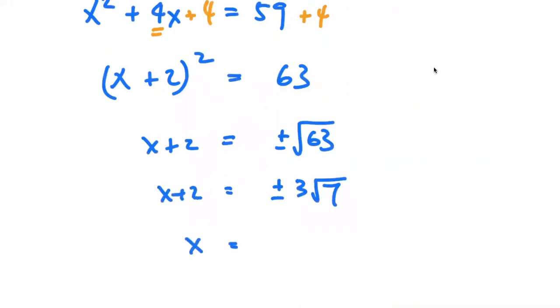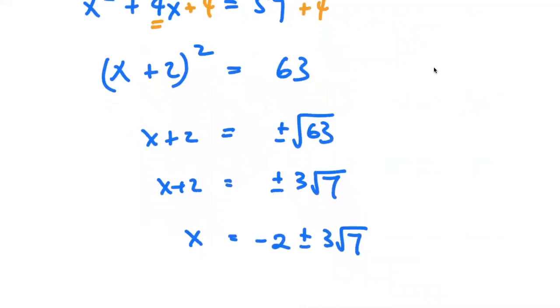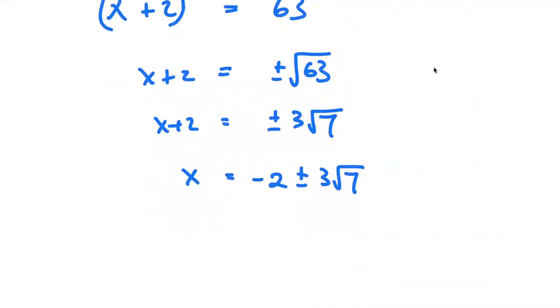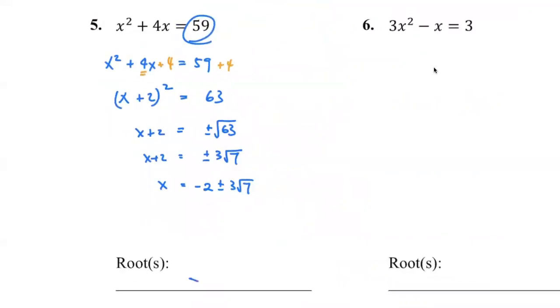And then you subtract 2 on both sides. So minus 2 plus or minus 3 root 7. Okay, so yeah, that's your root. So negative 2 plus or minus 3 root 7. Now, since there's nothing simpler you can write, you could leave it like this.